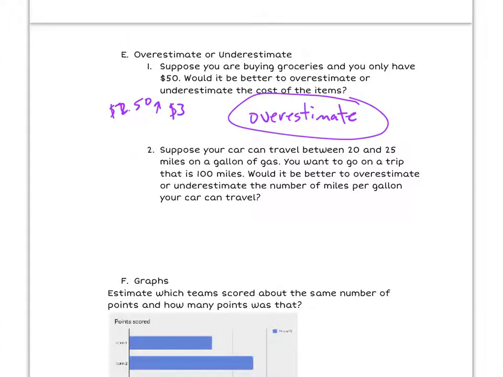All right, so now we're going on a trip. Okay, so we've gone shopping, we've got all the supplies we need, now we go on a trip, and we have a car. It usually gets somewhere between 20 and 25 miles per gallon of gas. You guys ever heard that terminology, miles per gallon? Parents ever talk about that? You want to go on a trip that is 100 miles long. Would it be better to overestimate or underestimate the number of miles per gallon your car can travel? So in other words, would you pick the 20 or the 25?